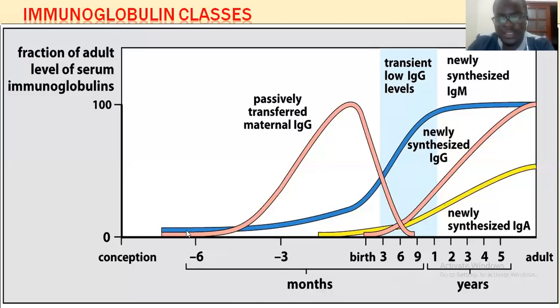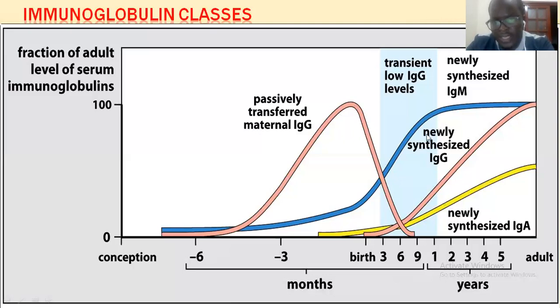The mother, as she is exposed to other antigens, is producing different types of antibodies, all the 5 different types. But the antibodies that are able to pass across the placenta are IgG. So you can see passively transferred maternal IgG. This is passive immunity moving to the fetus that is developing. The amount of these antibodies will increase to protect the fetus before birth. And then as you approach birth, the IgG will start reducing.